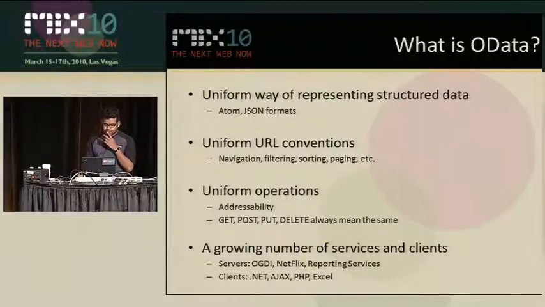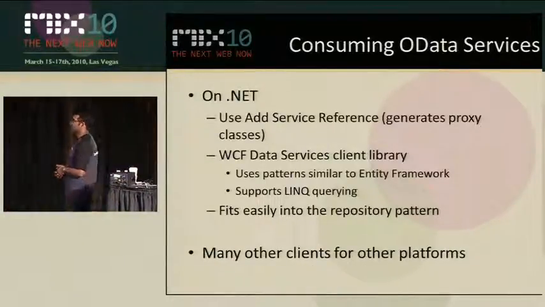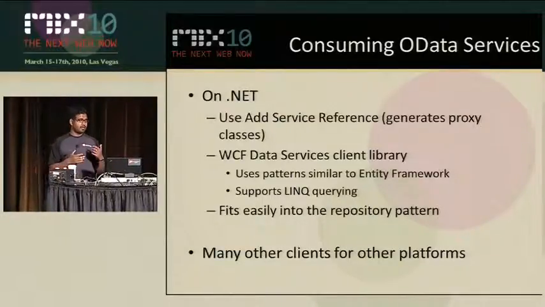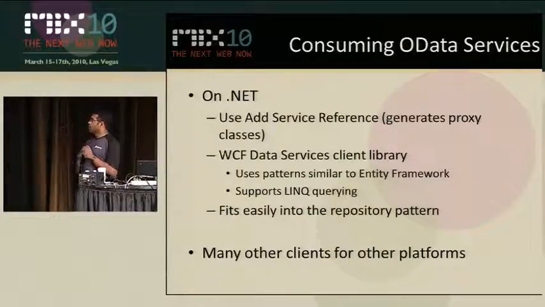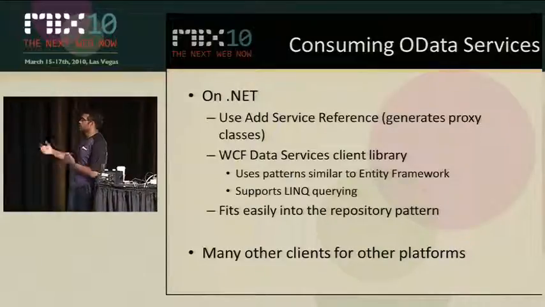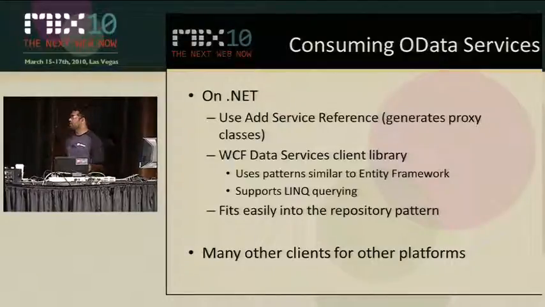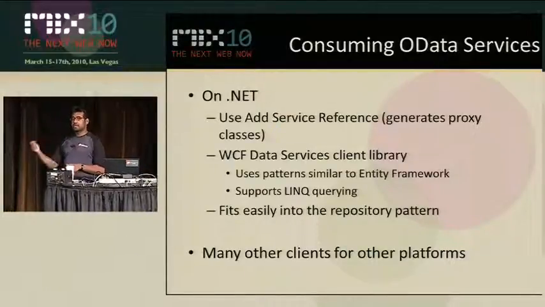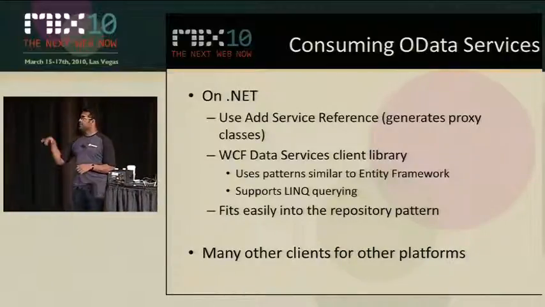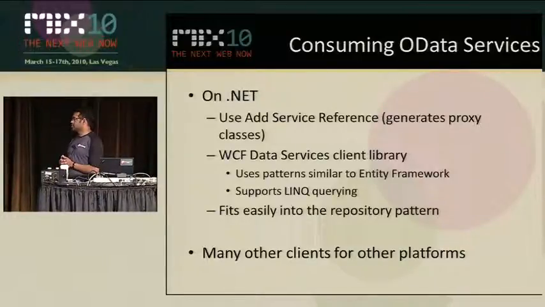So what I'm going to do next is show you how on .NET you can very easily consume an OData service, and in this case use it in a web app, although you could certainly do the same thing in a WPF or other type of app. What you do is you add service reference, much like you're probably used to if you've done any work against a WCF service, and that generates some proxy classes that you can use with the WCF Data Services client library to go access that data source. The patterns for doing that are very similar to the Entity Framework. They support LINQ for querying, and they fit easily into the repository pattern that we already showed.